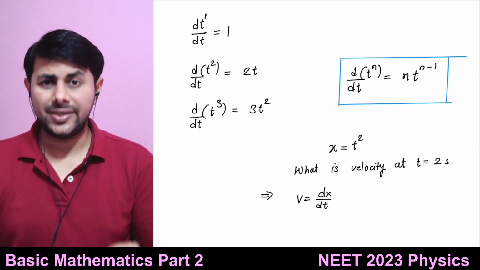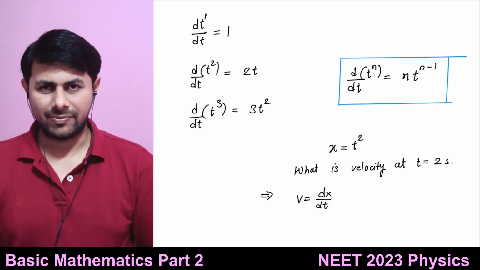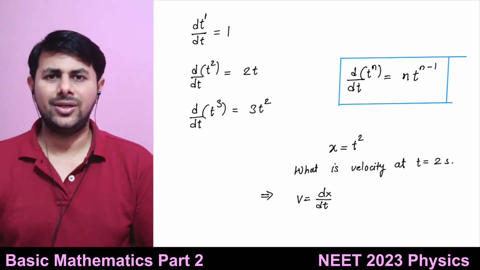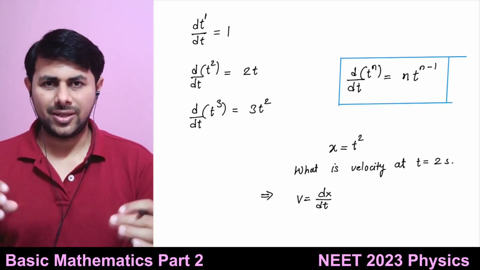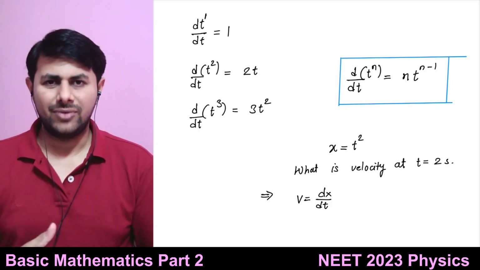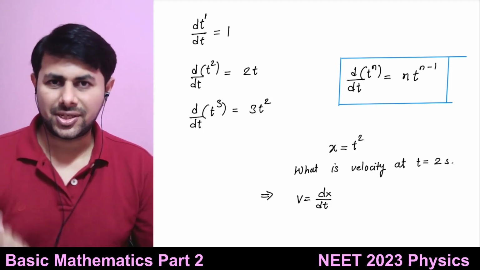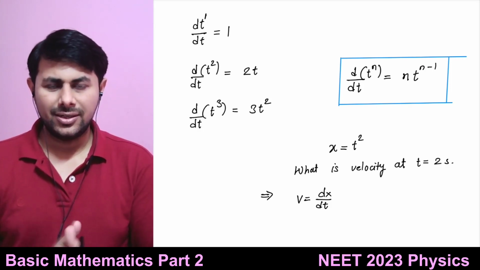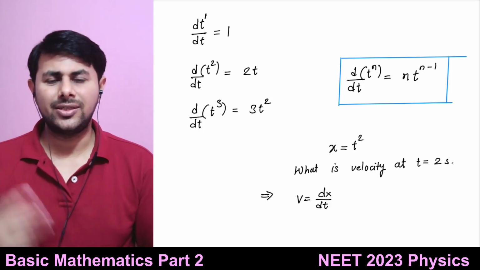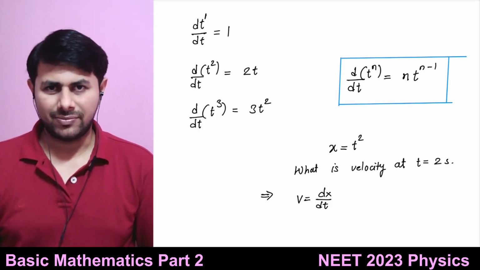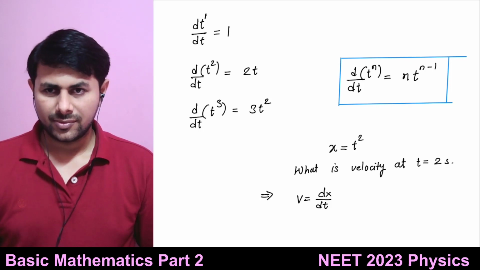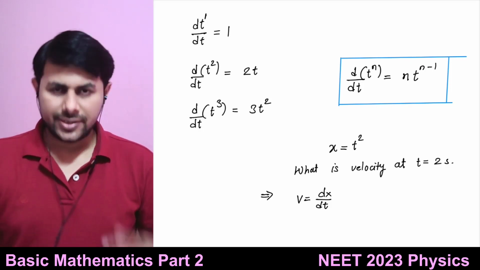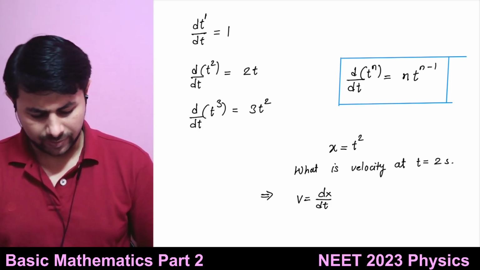Velocity is the instantaneous change in position with respect to time. Change in position with respect to time gives you average velocity. But if you want velocity at a particular instant, you take the instantaneous change in position with respect to time, when the time interval is very, very small. So it is the derivative of position with respect to time. Okay, got it?